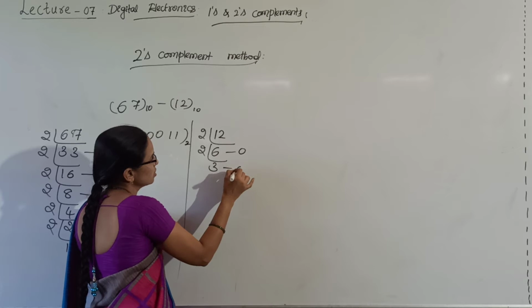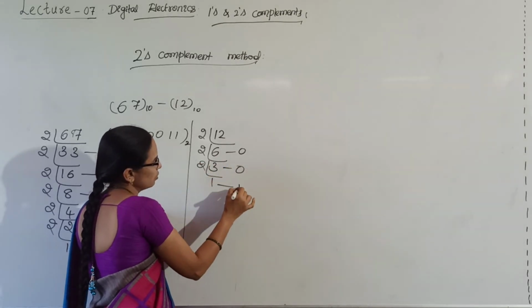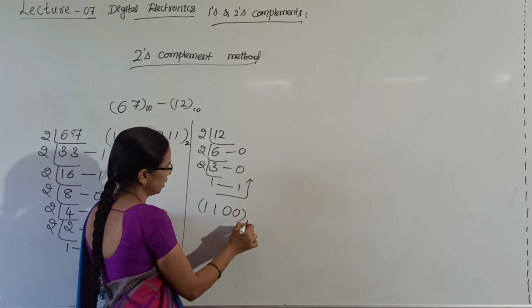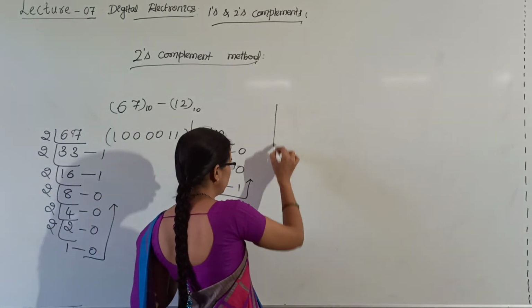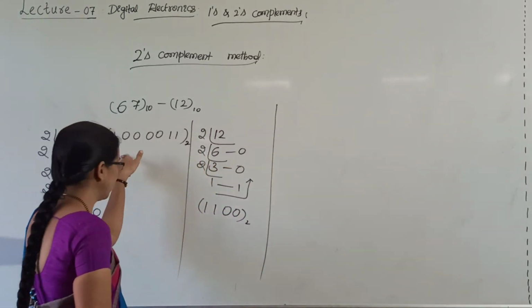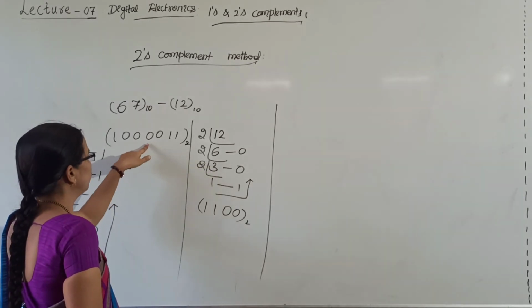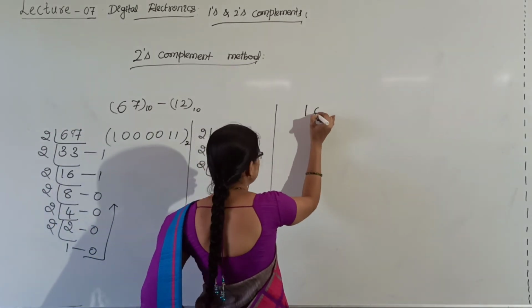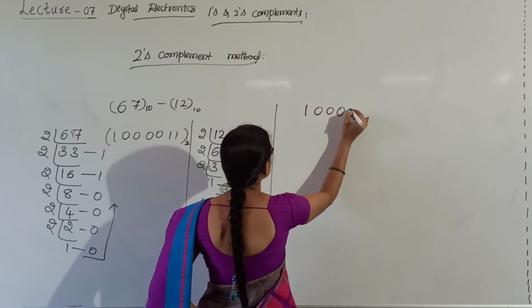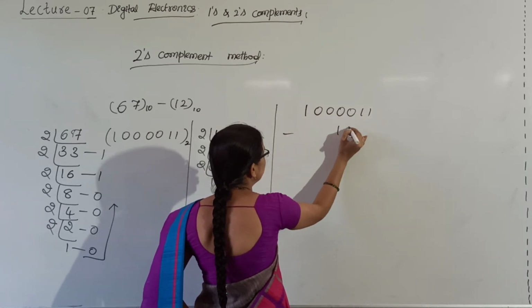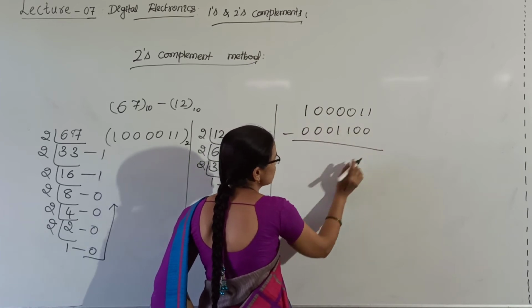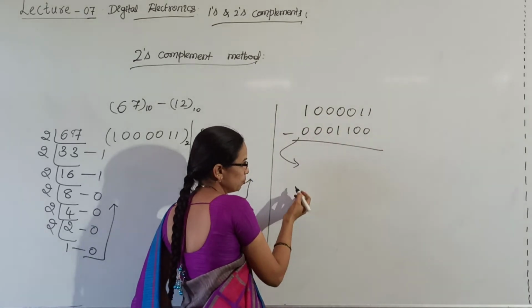2 3s are 0, 2 1s are, 1 is the remainder, 1100 is the binary. Now the number of digits in the minuend is 7, but in the subtrahend only 4 digits: 1000011 minus 1100. So I have to make the number of digits the same, then I have to take the 2's complement of that.